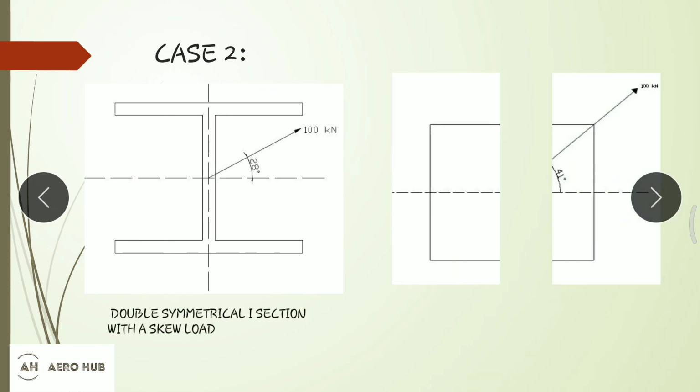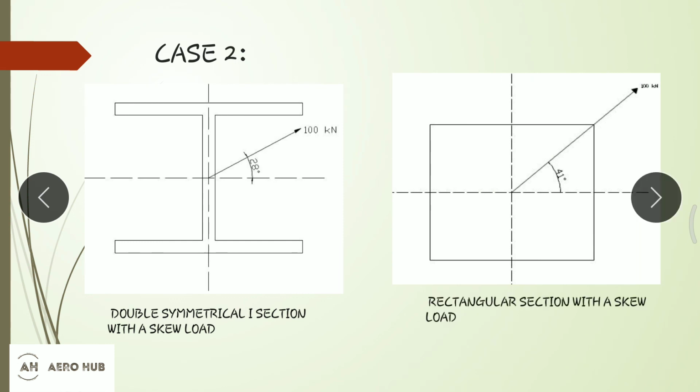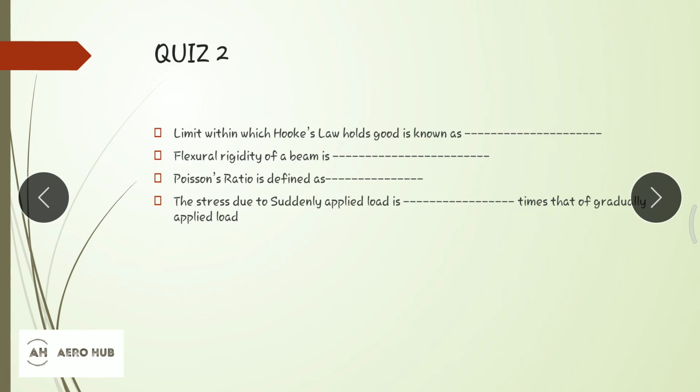Similarly, in this case, we have a rectangular section which is symmetric about your X and Y axis. We are applying a skew load or inclined load. This also will create unsymmetrical bending. So, for a symmetrical section, we can have both symmetrical bending and unsymmetrical bending. For an unsymmetrical section, we will always have unsymmetrical bending.